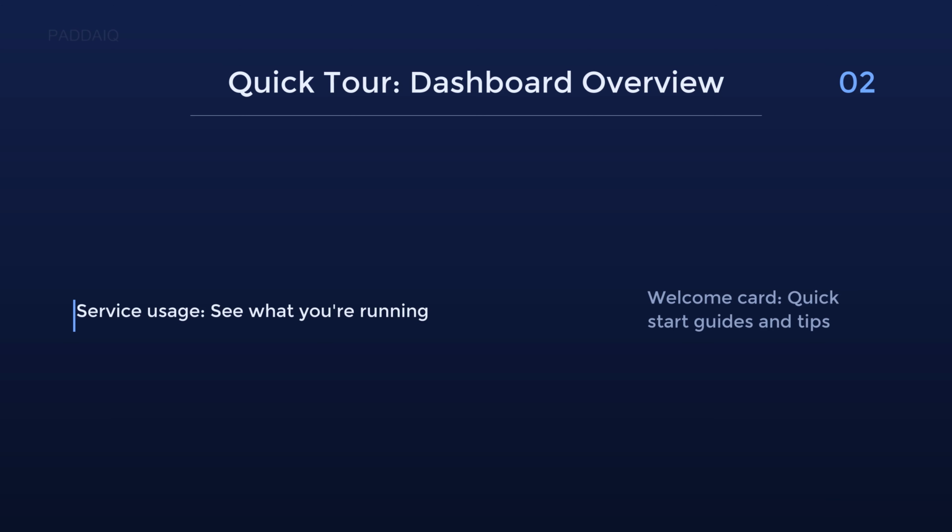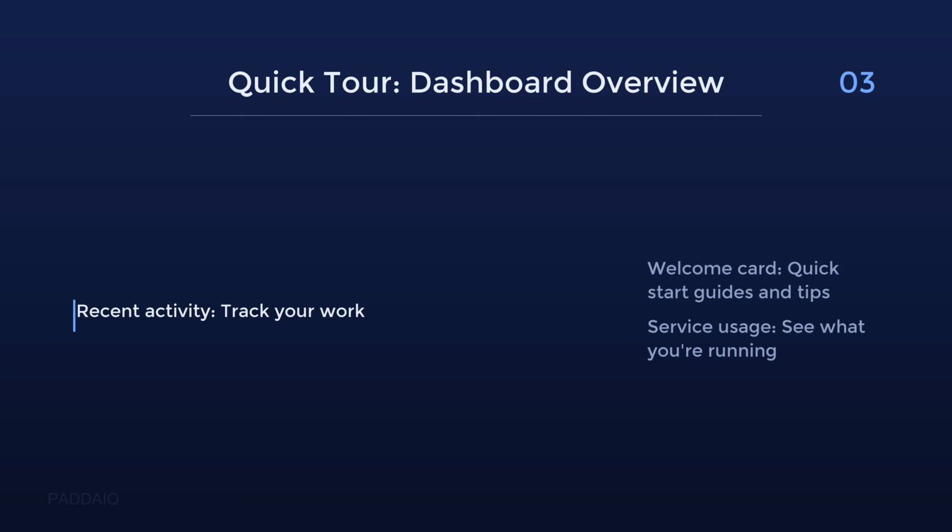Service usage, see what you are running. This means you can monitor your active SAP BTP services, their status and resource consumption in real time. For instance, if you have an app using the SAP HANA Cloud database, you can check its current data storage and compute usage directly from here. Staying informed helps you manage costs and performance effectively.